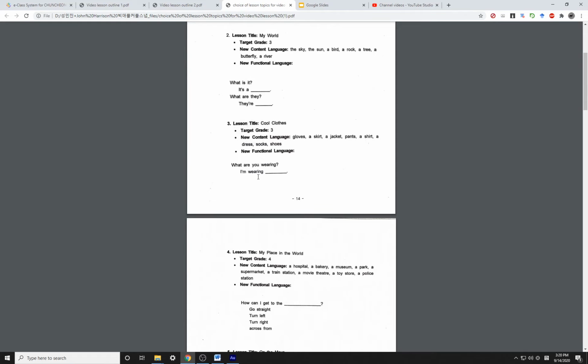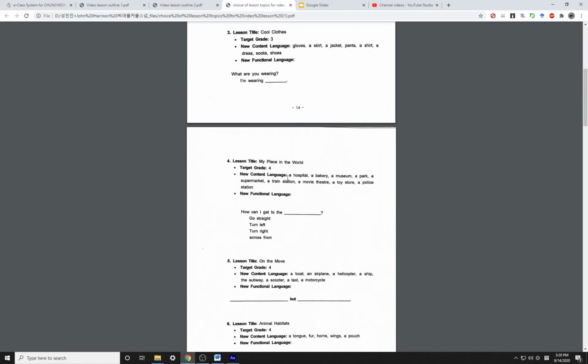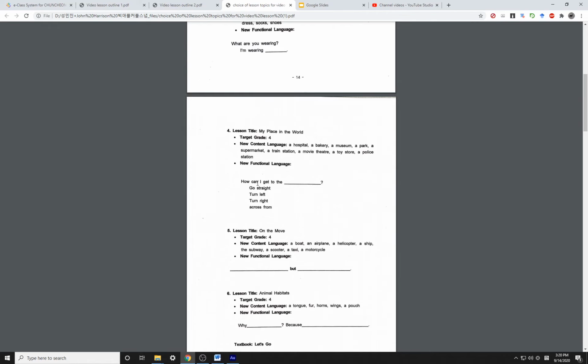Lesson 4, option 4 rather, my place in the world. This is target grade 4. It's a little more advanced, and you'll notice that with the vocabulary as well, with the content language. A hospital, a bakery, a museum, a park, a supermarket, a train station, a movie theater, a toy store, a police station. A bit more advanced words, and then functional language. How can I get to the blank? Go straight, turn left, turn right, across from. We have functional language of giving and following directions.